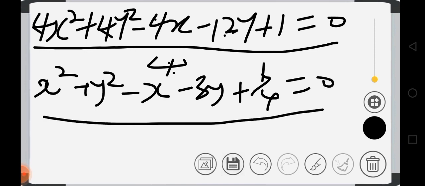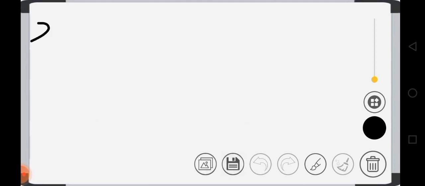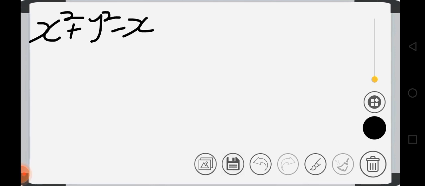So from here now, I'll use the completing the square method. Let's see if we can get the answer. Remember, what we're having is x squared plus y squared minus x minus 3y plus 1 over 4.